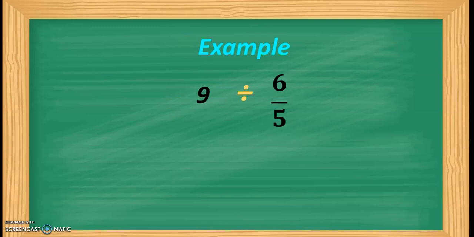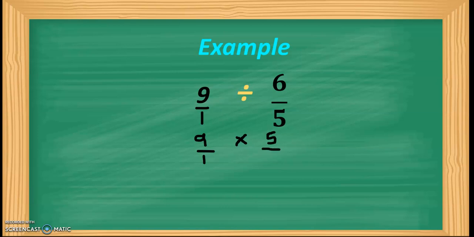Alright, so I hope you got this correct. Just as the other example, we're going to put our whole number, that's what we have been doing, over 1, and then we're going to start dividing. But before we do that, we have to keep our 9 over 1. Now what did you do with your sign just now? Very good. So you change it to a multiplication sign, and then for the second fraction, what did you do? Very good. So you flipped it, you found the reciprocal, so it will now become 5 over 6.